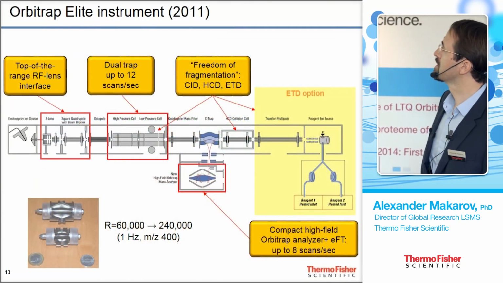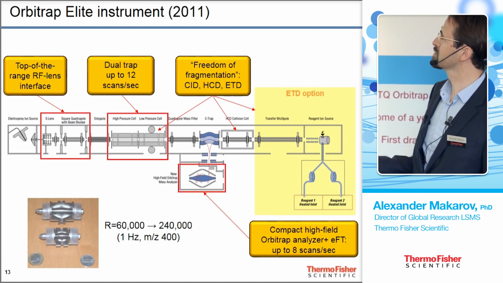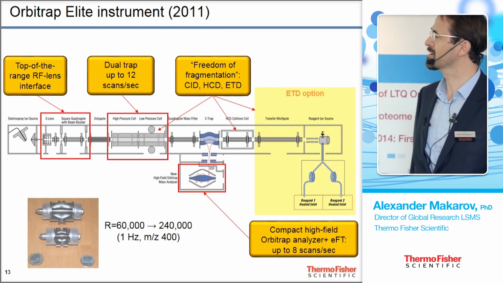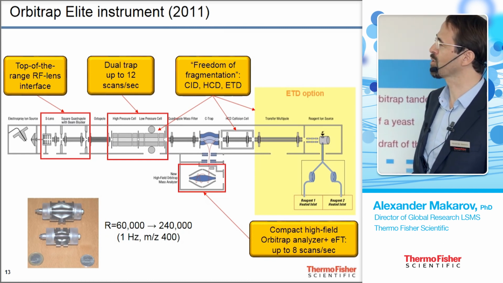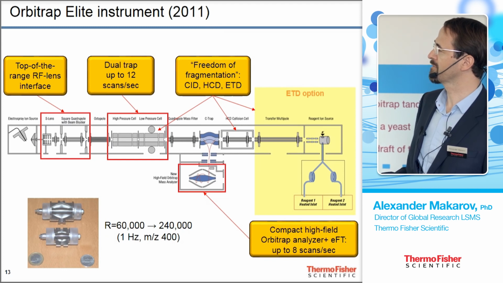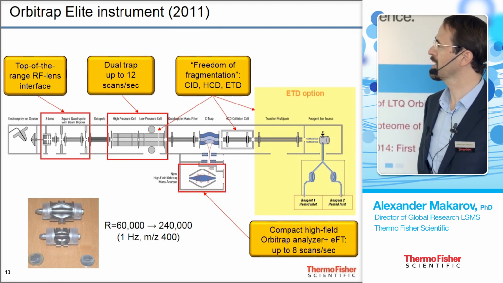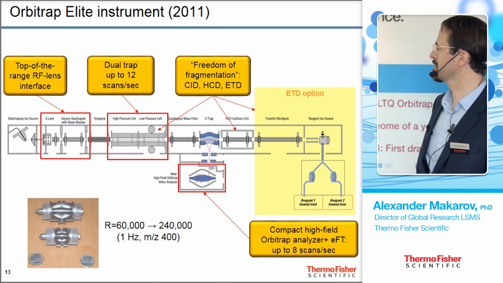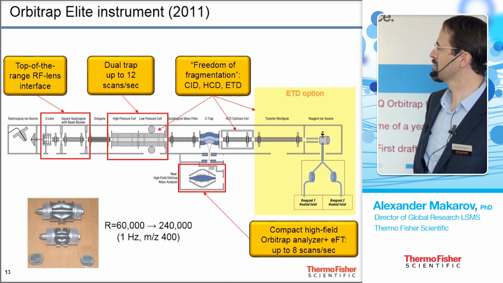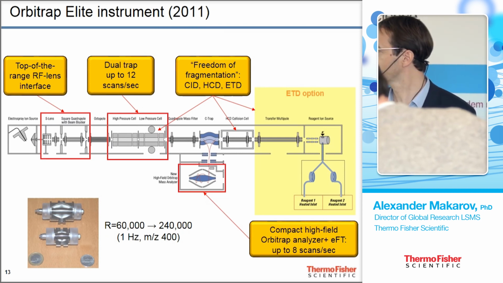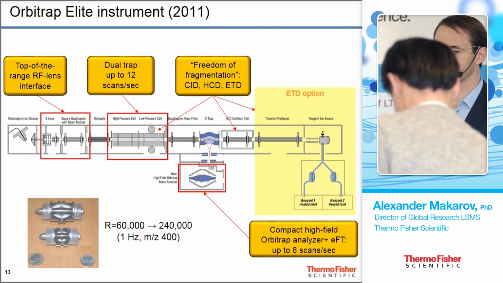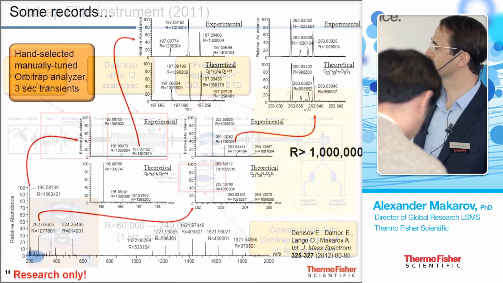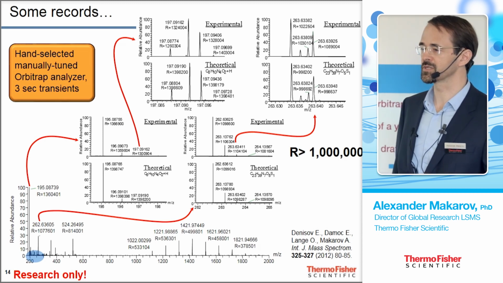So Orbitrap Elite is now a relatively ancient instrument, 4 years old. So this is where you could see how it changed compared to the original LTQ Orbitrap instrument. Instead of the tube lens interface, we have an RF lens here, similar to the funnel type. We have a dual trap instead of single for fast analysis, and we have freedom of fragmentation. CID, HCD, ETD, all of them could be carried out in this analyzer. And then we have a modern compact high-field Orbitrap analyzer with eFT, which allows us to increase the resolving power in 1 second. And this instrument has the best pumping out of all systems which we have, and this we use to play with the extreme performance of the Orbitrap analyzer.